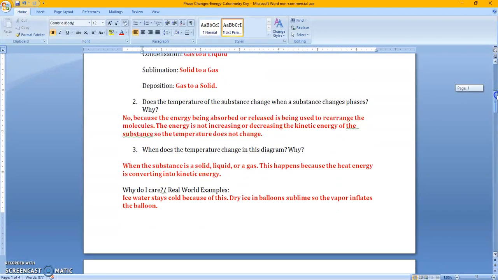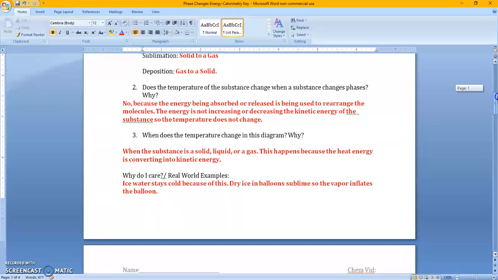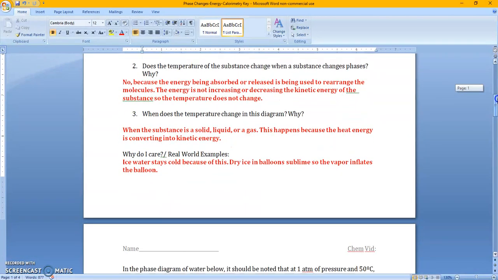We already talked about temperature. We already talked about what changes and what doesn't. So let's go over the examples. Ice water: when you have ice in your water, the ice water will stay the same temperature because while the ice cubes are melting, all the heat is going to spreading out those molecules, not to increasing the temperature. Whereas dry ice in a balloon, dry ice sublimes. So as I put a solid piece of dry ice into a balloon, the balloon will start expanding because the gas will push out.